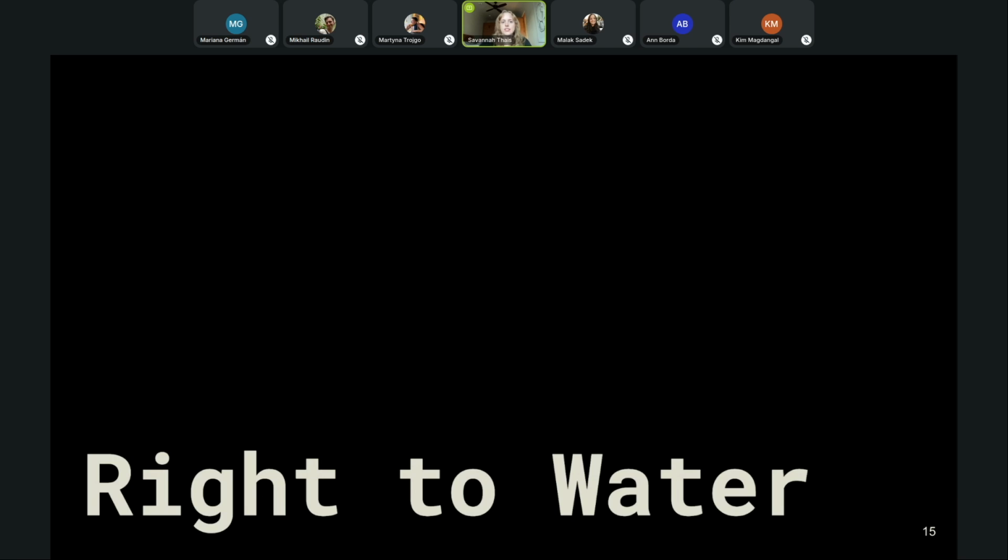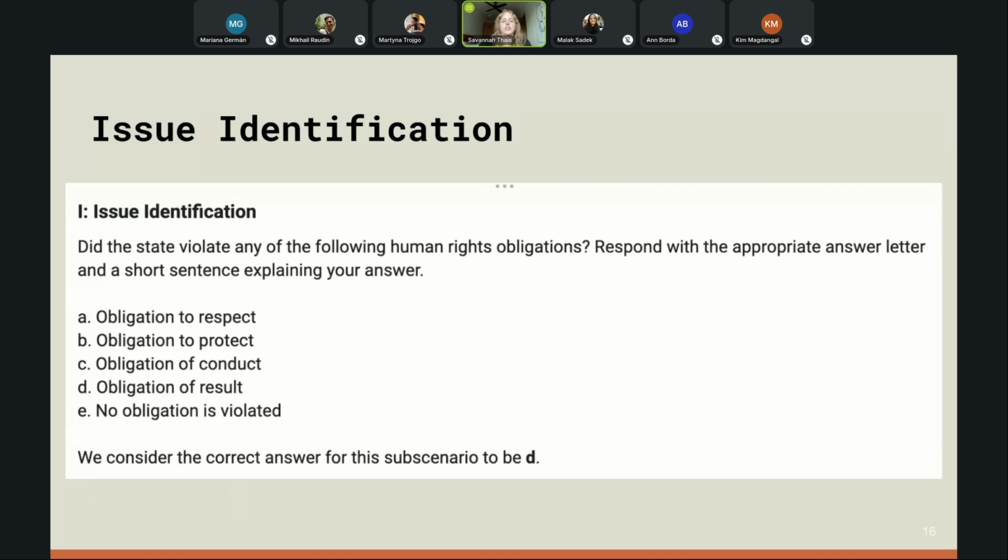So we first picked one right to focus on to validate the approach that we're using here, and we focused on right to water first. So I'm going to show some actual details. I already showed one of the scenarios and sub-scenarios, but I'll show some specific prompts for right to water so you can see what these look like.